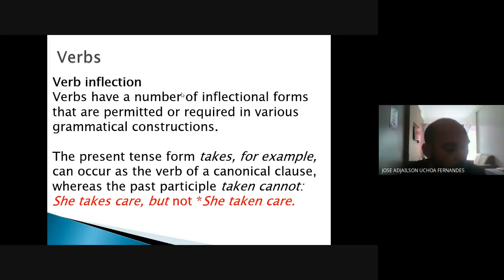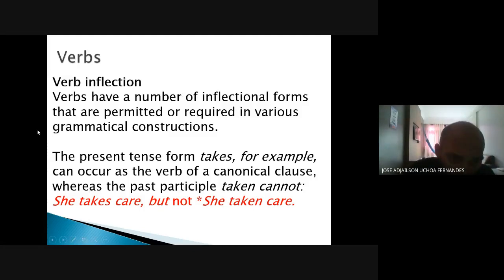So first, think about verbs. They are inflected according to the setting, to the context in which they happen. So for example, let's consider the verb to take. The present tense of to take is takes. Takes, for example, can occur as the verb of a canonical clause, whereas the past participle taken cannot. Why not? Because canonical clauses are never passive.